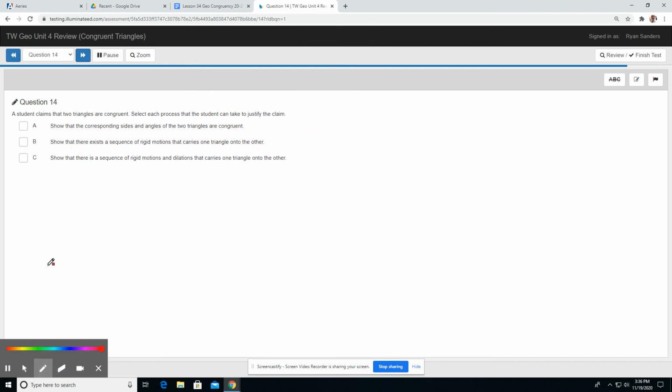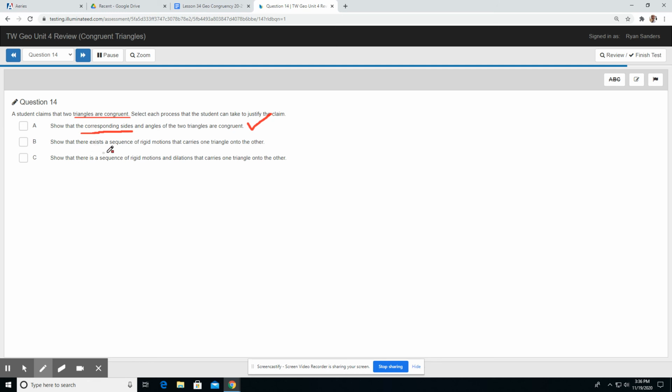A student claims that two triangles are congruent. Select each process that the student can take to justify the claim. All right, so if they're congruent, let's see. Show that the corresponding sides and angles of the two triangles are congruent. Yes, you don't need the angles, but if you show the corresponding sides are congruent, that's enough. That's just extra information, but this would be enough.